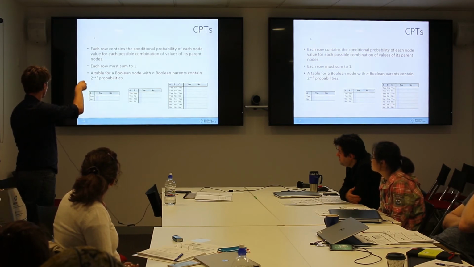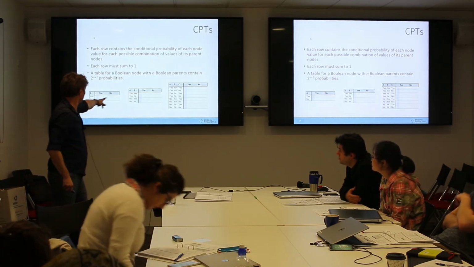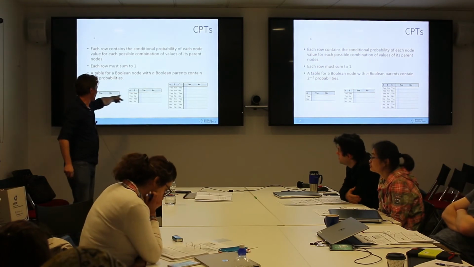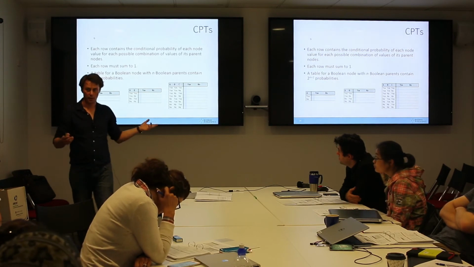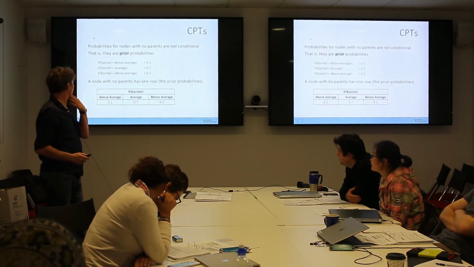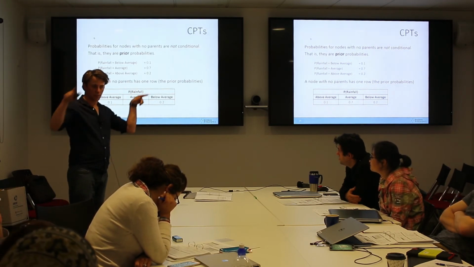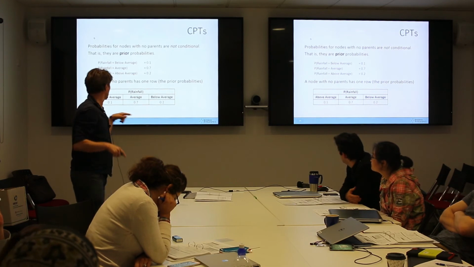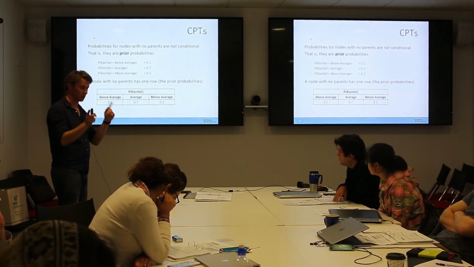So each row is the conditional probabilities, which add to 1, and we've got this exponential thing here. We can see this in action where we're adding binary nodes, and every time we add a binary node, the table doubles in size. Our probabilities for our root nodes are our prior ones, and that just has one row, so we don't have any parent combinations.